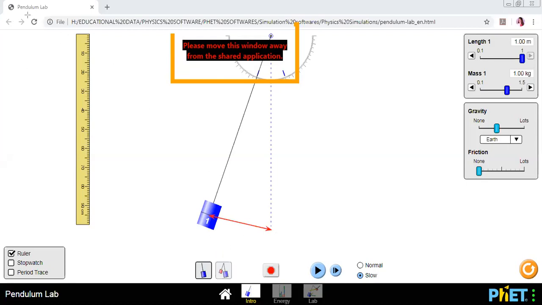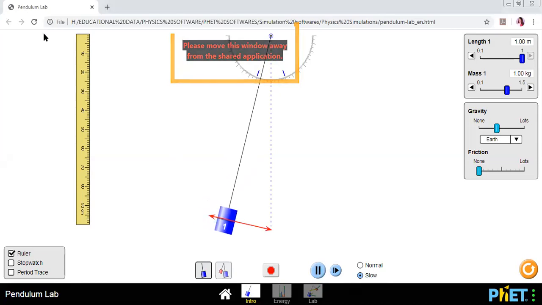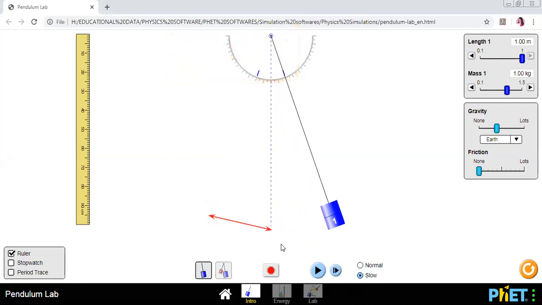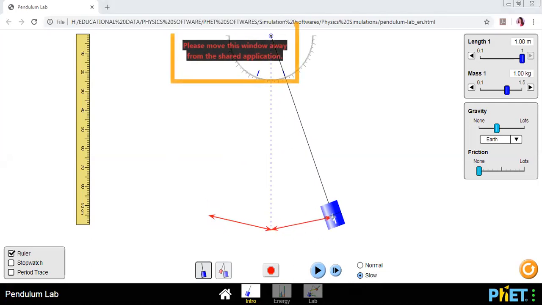I will play it again and you will find. So what is this? This is my amplitude. This is also the amplitude from the mean position on the extreme side. I have drawn two arrows, and you will find this length and this length will always be the same.